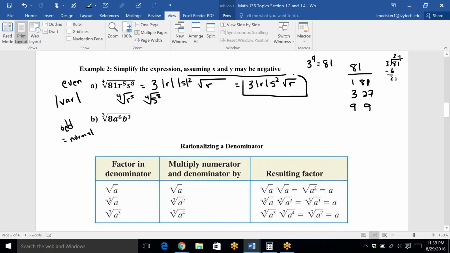If you leave it in the absolute value, that's fine. You could also write this as 3rs squared in the absolute value. Keep it all in the same absolute value.